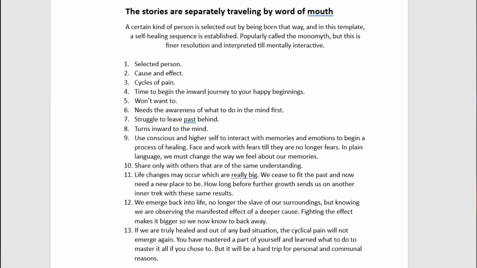A certain kind of person is selected out by being born a certain way. It's kind of brain type or something, it looks like. And in this template, a self-healing sequence is established, popularly called the monomyth, but this is finer resolution and interpreted until it's mentally interactive. Okay, so we've got a selected person. Cause and effect has to be established. Cycles of pain are going to be established. It is time to begin the inward journey to your happy beginnings.